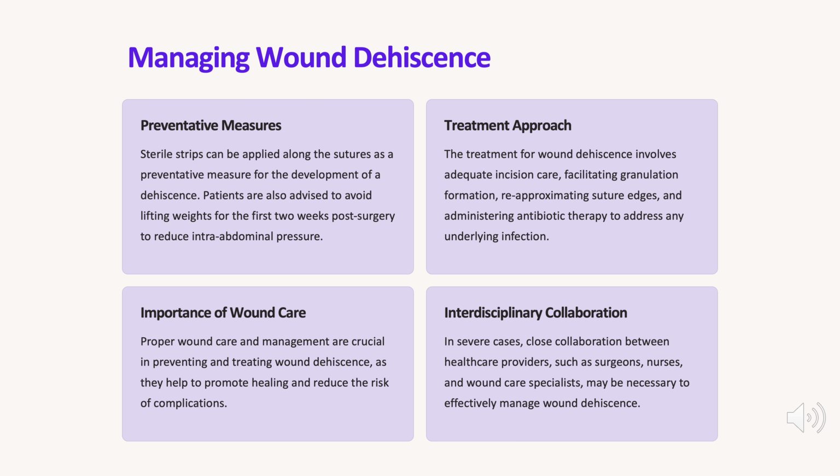To manage wound dehiscence, preventative measures such as applying sterile strips along the sutures and advising patients to refrain from lifting weights for the initial 2 weeks post-surgery are recommended to mitigate intra-abdominal pressure.